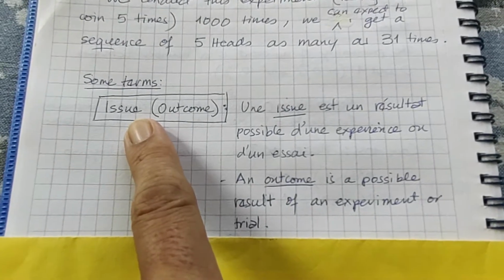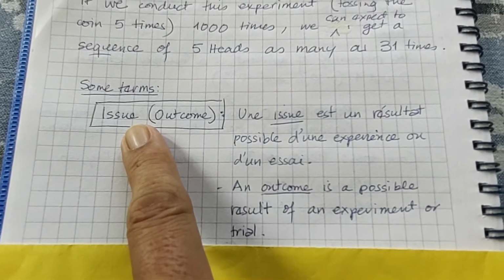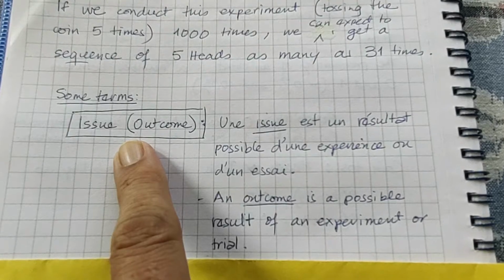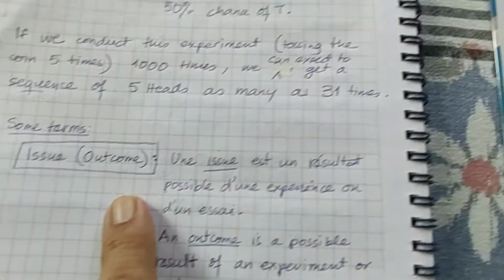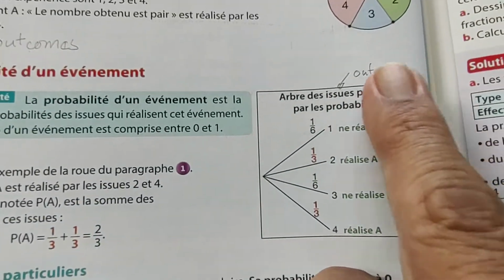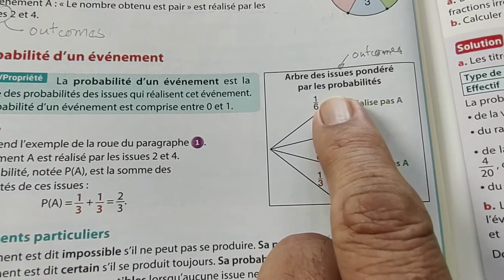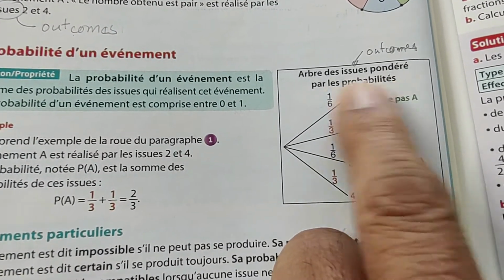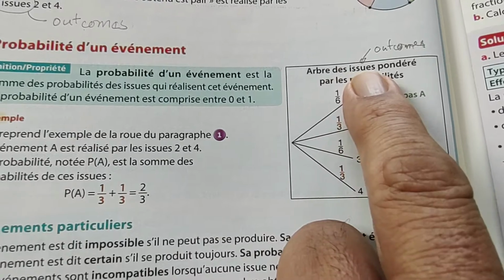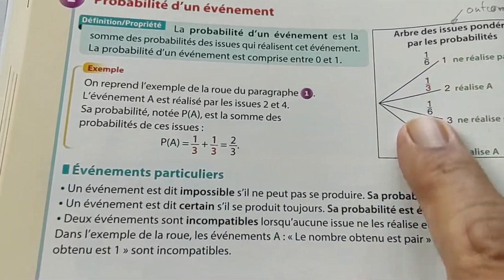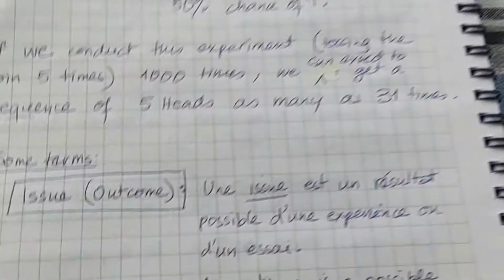Later on, we will come to what is known as a probability tree. We'll do that in the next video. In fact, if you look at the book on page 68, you will see here, this is called the probability tree. Ce sont des issues pondérées par les probabilités. This is the probability tree, and we will look at this in the next video.